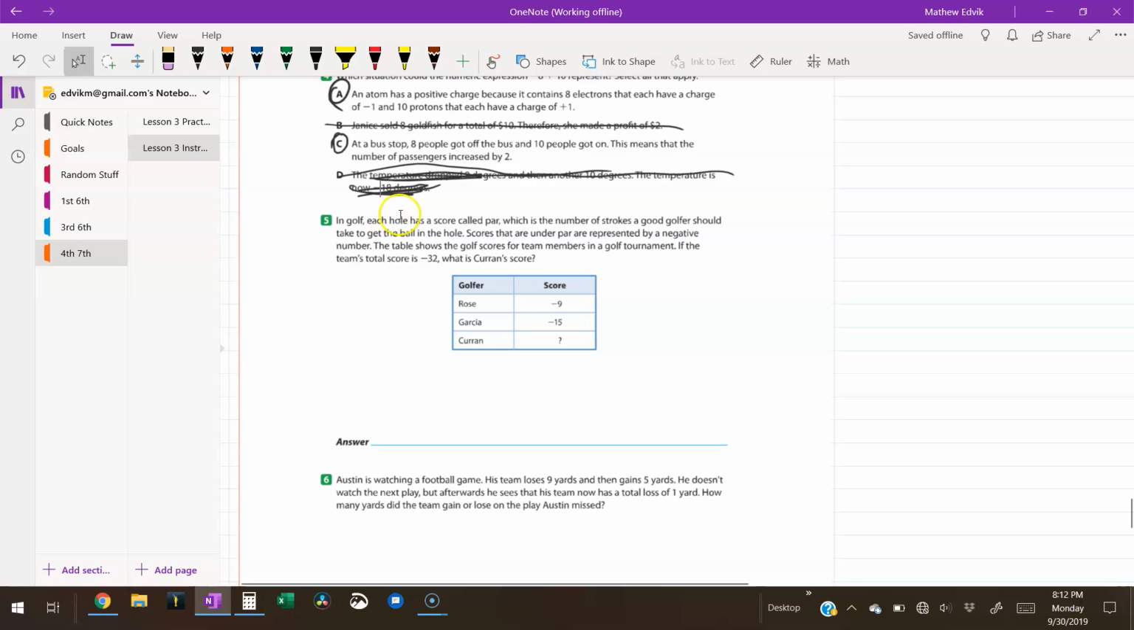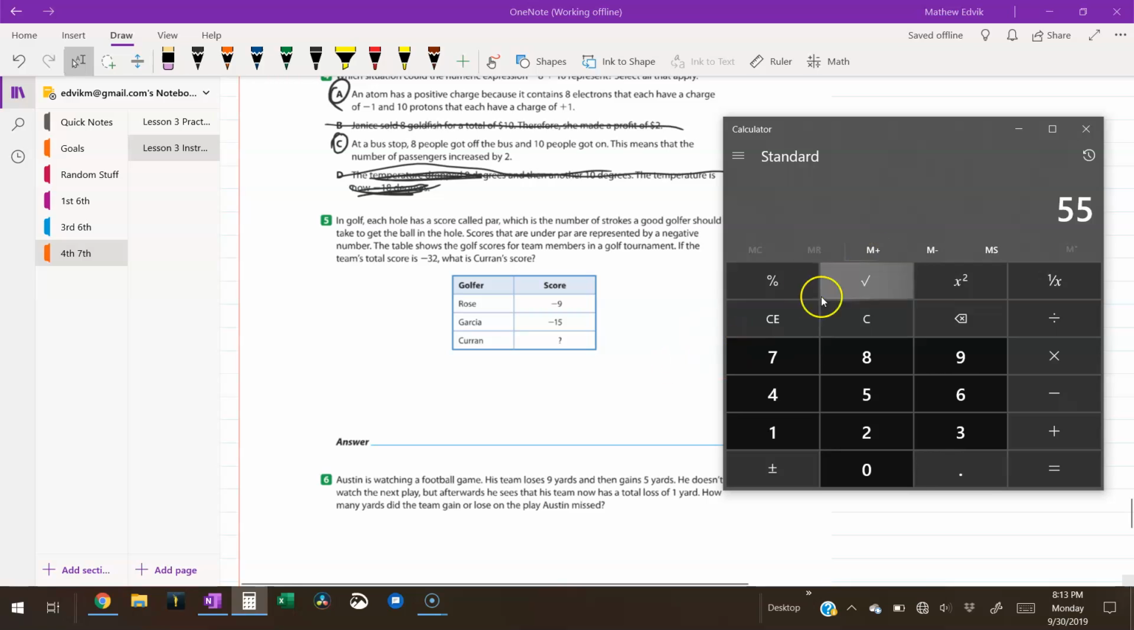Okay, in golf, each hole has a score called par, which is the number of strokes a good golfer should take to get the ball in the hole. Scores that are under par are represented by a negative number. The table shows the golf scores for team members in a golf tournament. If the team's total is negative 32, what is Curran's score? Oh, so this is interesting. So we have negative 9, negative 15, but we don't know what Curran scored.